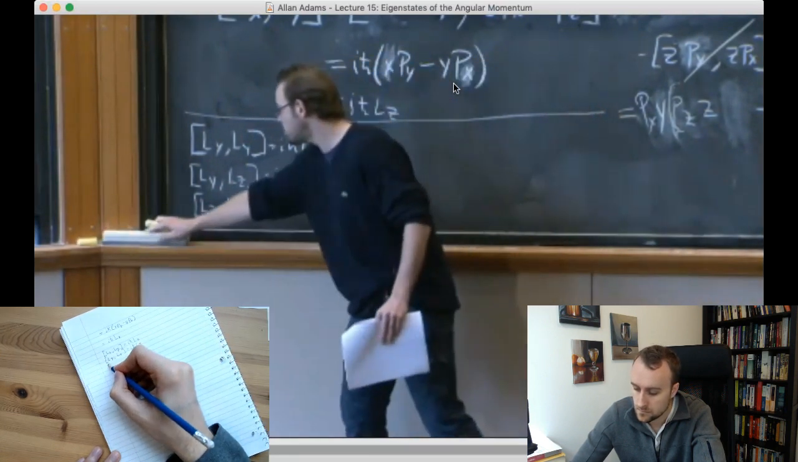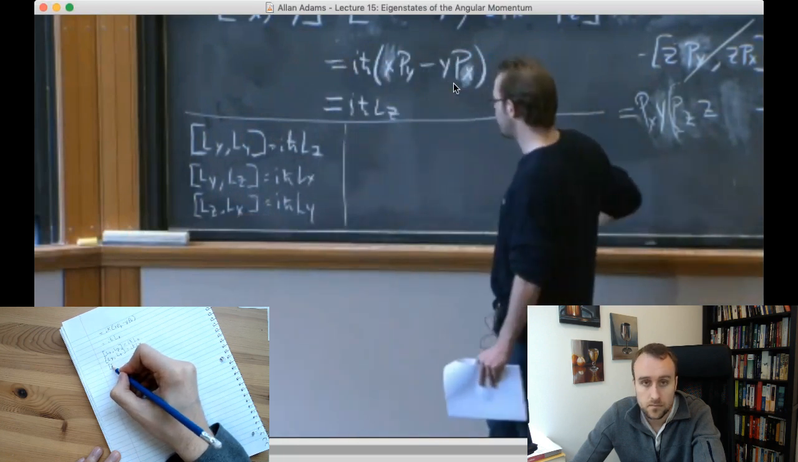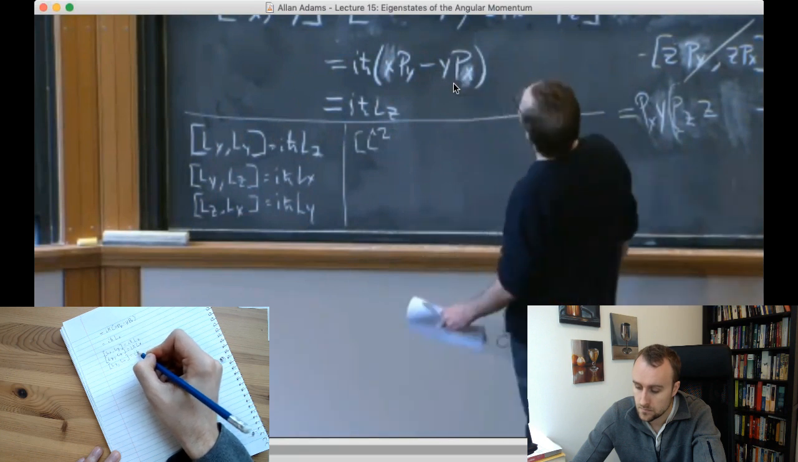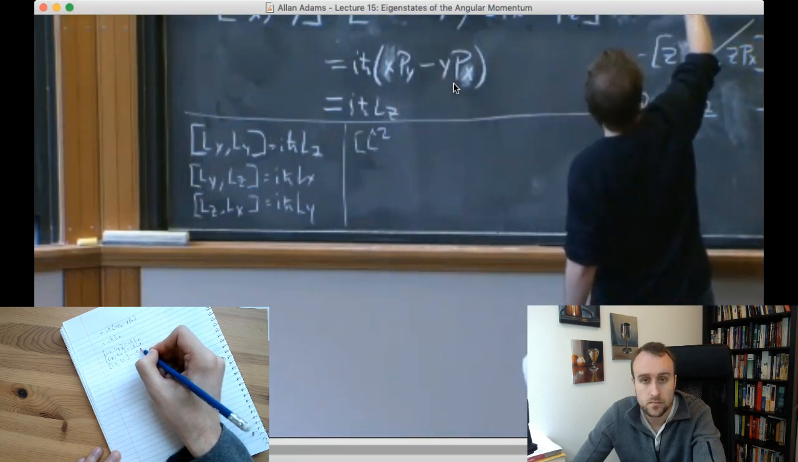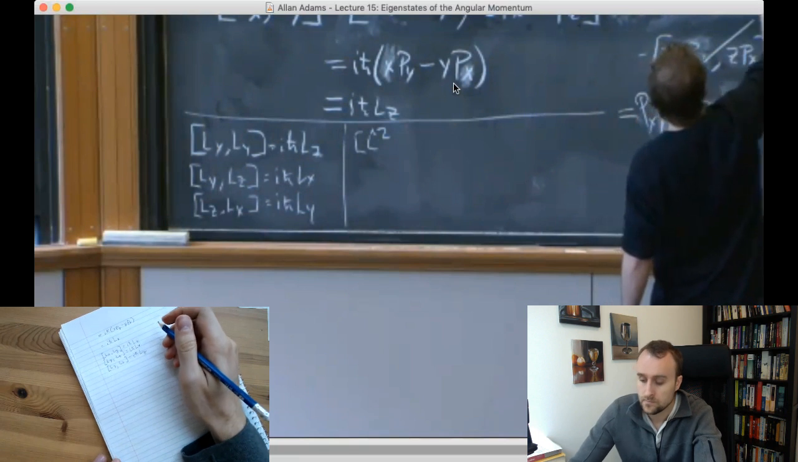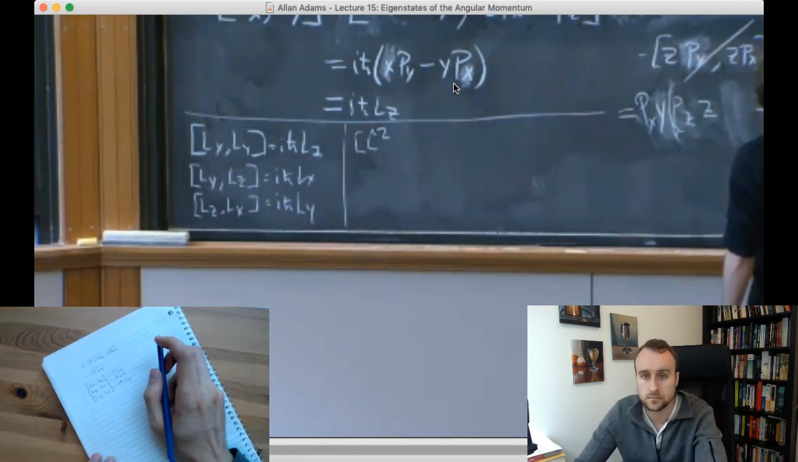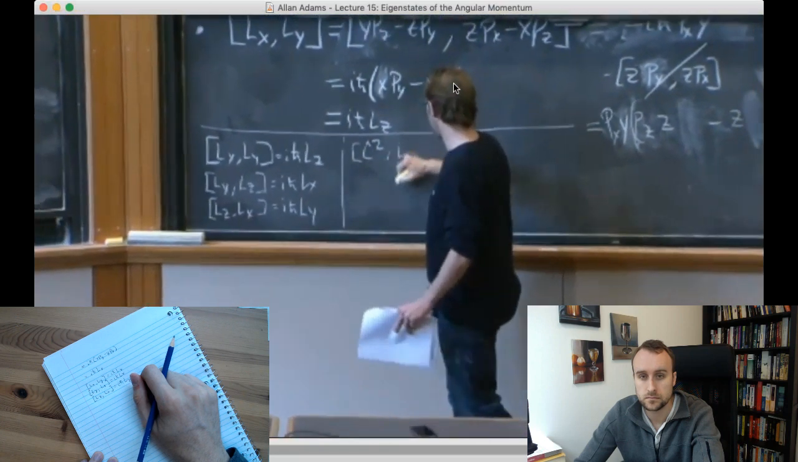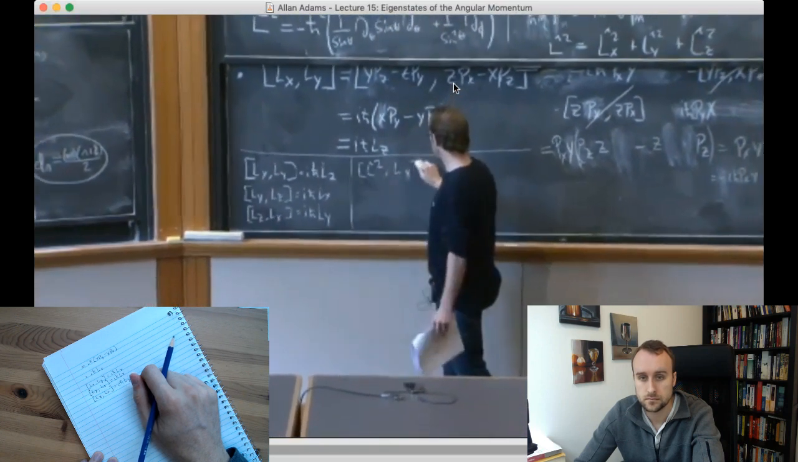And now here's a fancier one. This is less obvious, but exactly the same machinations will give you this result. You'll do this again on the problem set. If I take L squared, and L squared here is going to be Lx squared plus Ly squared plus Lz squared. This is the norm squared of the vector of the operator form. L squared with Lx is equal to 0.